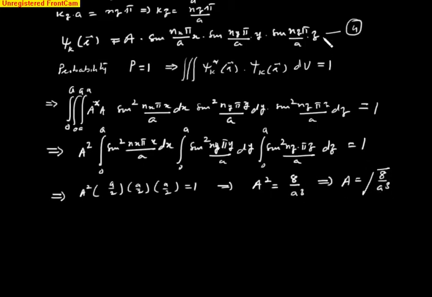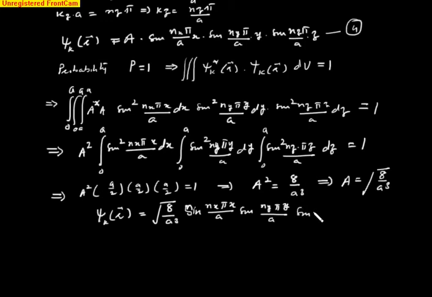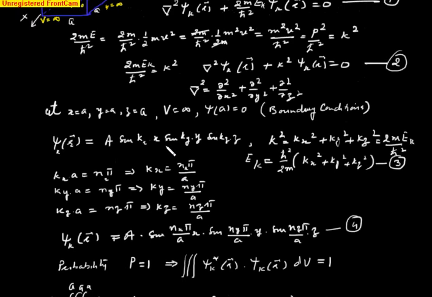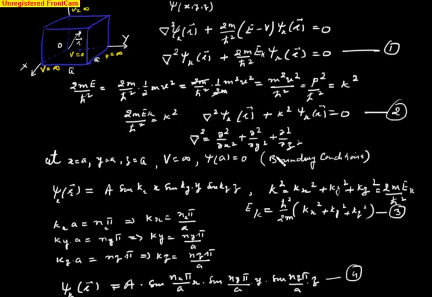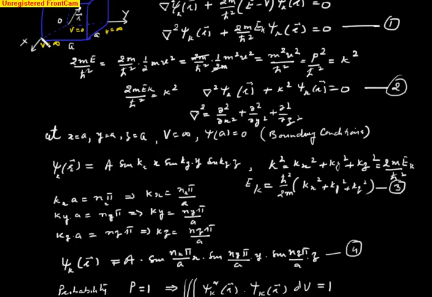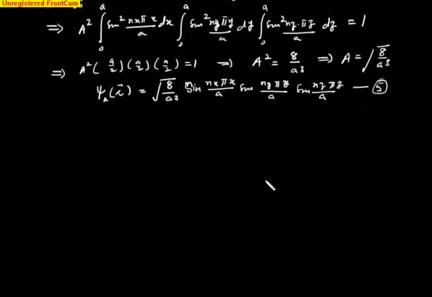If I put this value in our equation number 4 of this wave function, we get the complete wave function of the kth state in 3 dimensions as the square root of 8 over a cube, into sine of nx pi x over a, sine of ny pi y over a, sine of nz pi z over a. So this is the complete solution of the Schrödinger wave equation for this electron which is moving freely inside the portion of matter in which all the electrons are considered as free electrons.